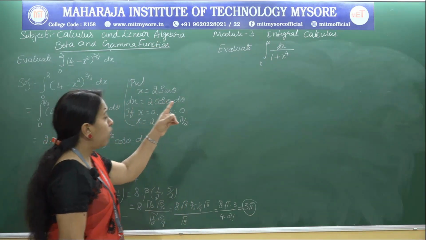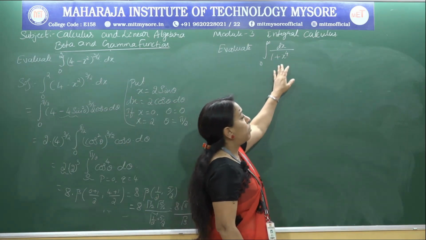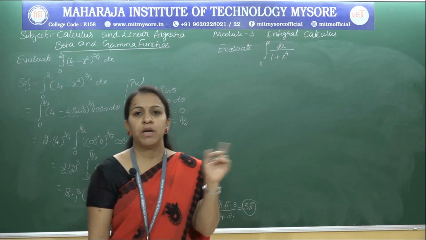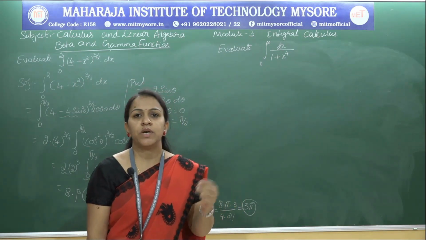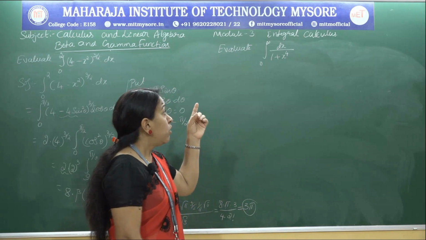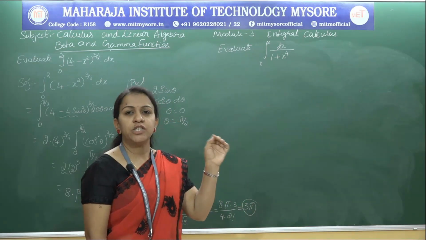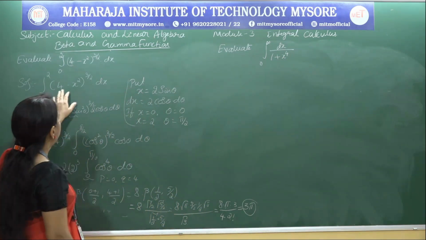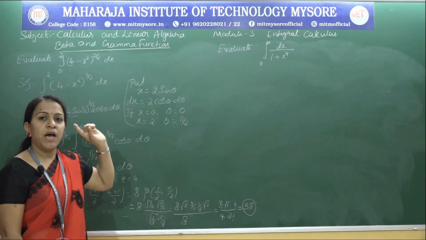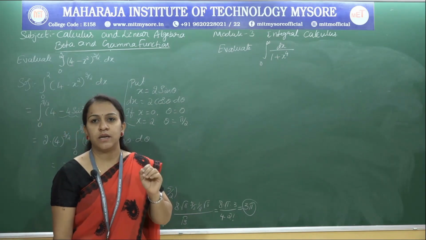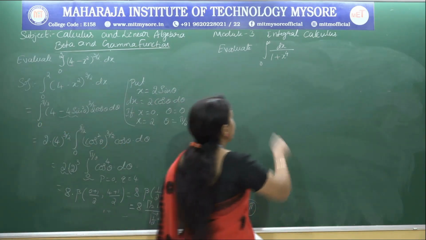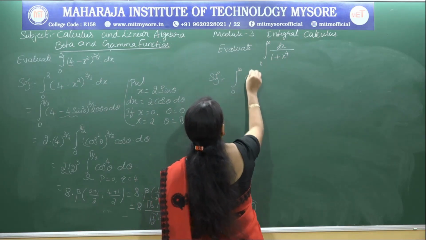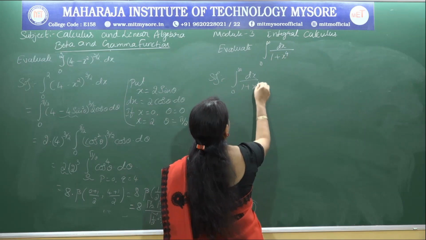Okay, so if you have 1 plus x whole power any number, then you should consider your x in terms of tan, depending on the power, whether it is tan square or whatever. So whenever we have 1 plus x, x should be represented in terms of tan. Whenever we have the 1 minus x form, x should be either sine or cos theta. Okay, so in this problem, substitute. So consider the given integral dx by 1 plus x power 4.